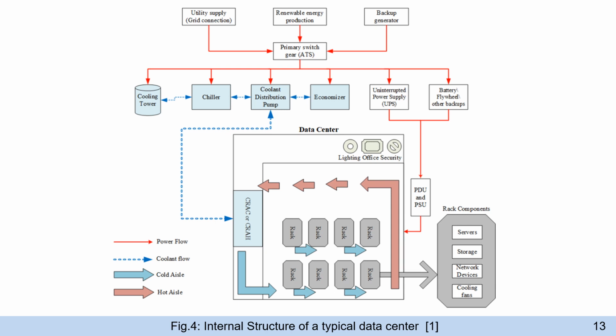Next, these racks contain servers, storage, network devices, and coolant fans. Next, the hot air that is eliminated from the racks is flowed outside. Now the UPS and other energy storage devices that are backups, like battery, flywheel, and pumped hydro storage, are connected to the PDU and PSU, which supplies the energy into the rack or throughout the data centers. So this is the typical internal structure of a data center.